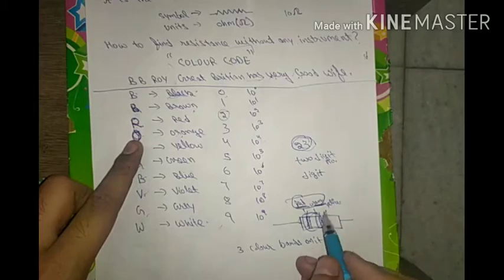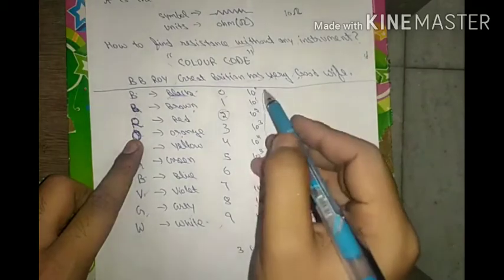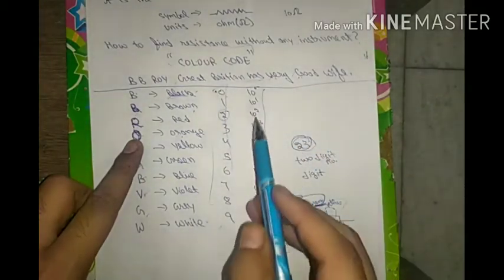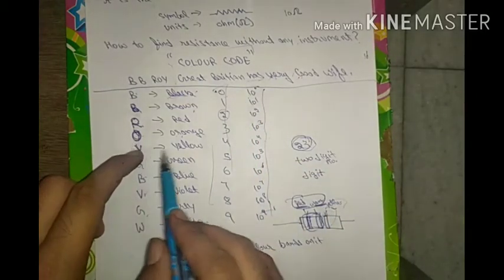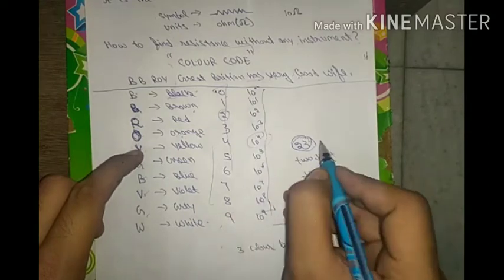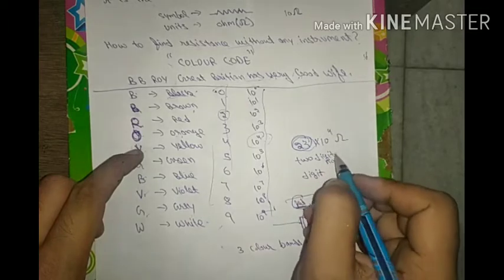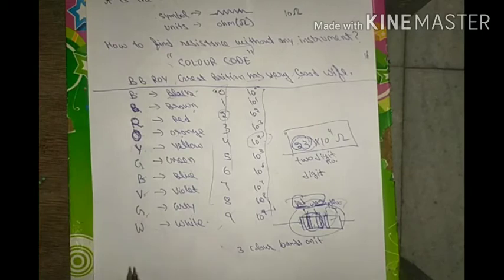And then the third color is yellow. For the first two colors, you have to choose a number from this column, and then for the third color, you have to choose from this column. The color is yellow, and for yellow in this column it is 10 to power 4. So 23 into 10 to power 4 ohm is the resistance of this resistor. Clear students? This is the way to find the resistance of any resistor, and I will show you with a real resistor how we can calculate it.